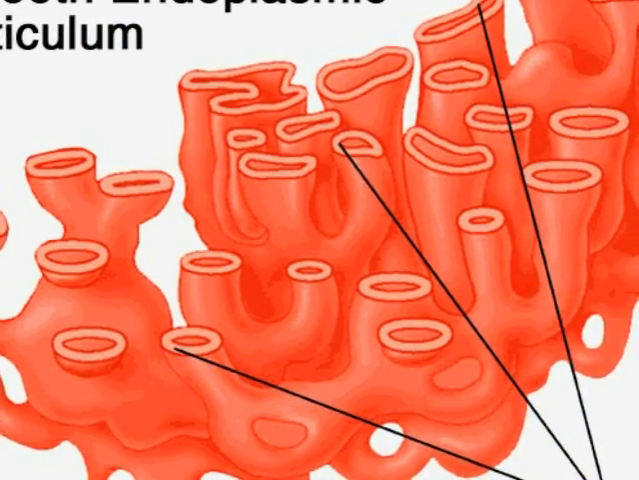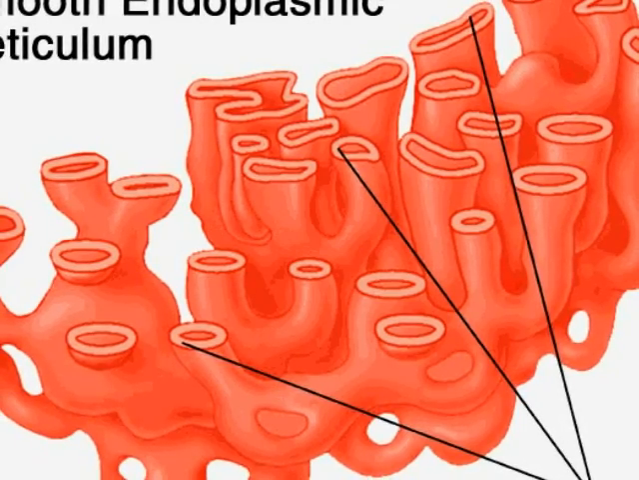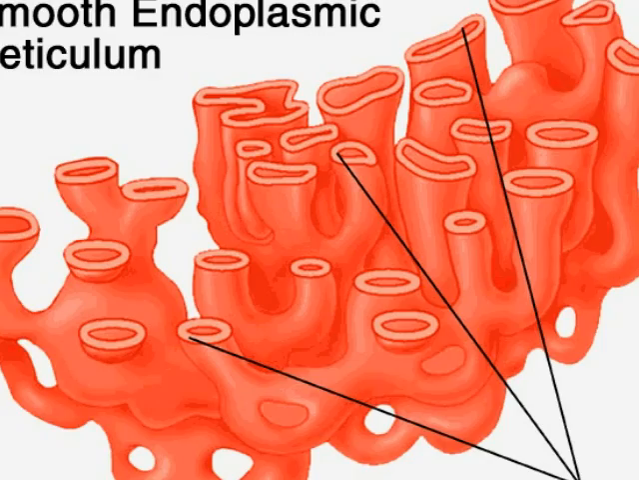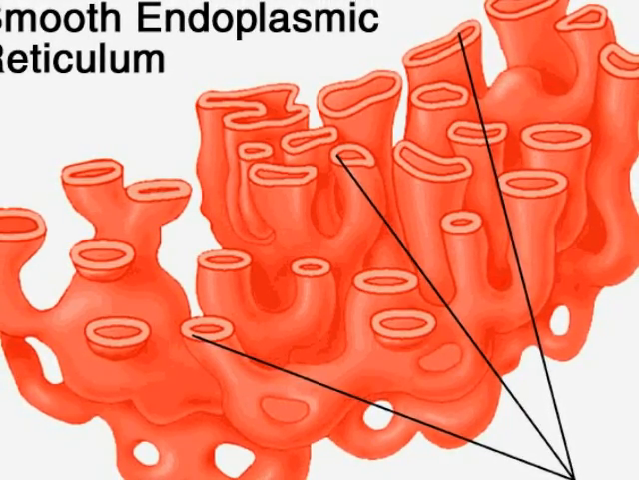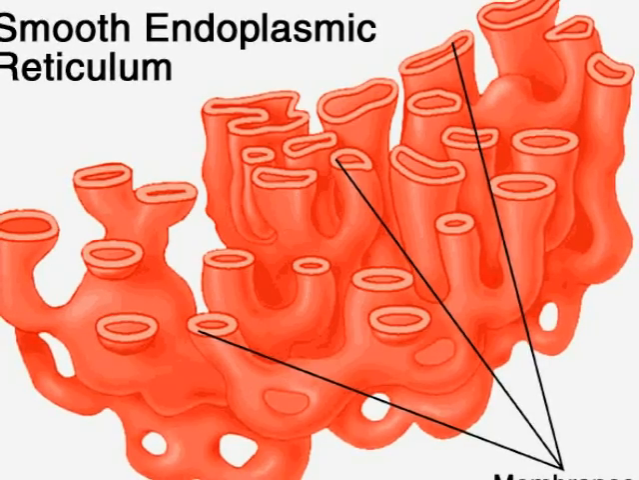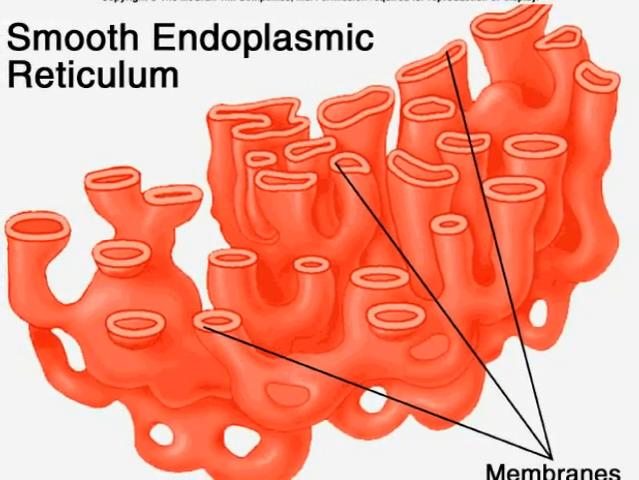The smooth endoplasmic reticulum is a cell part that is connected to the nuclear envelope. The smooth endoplasmic reticulum has functions in several metabolic processes, including synthesis of lipids and steroids, metabolism of carbohydrates, regulation of calcium concentration, and steroid metabolism.